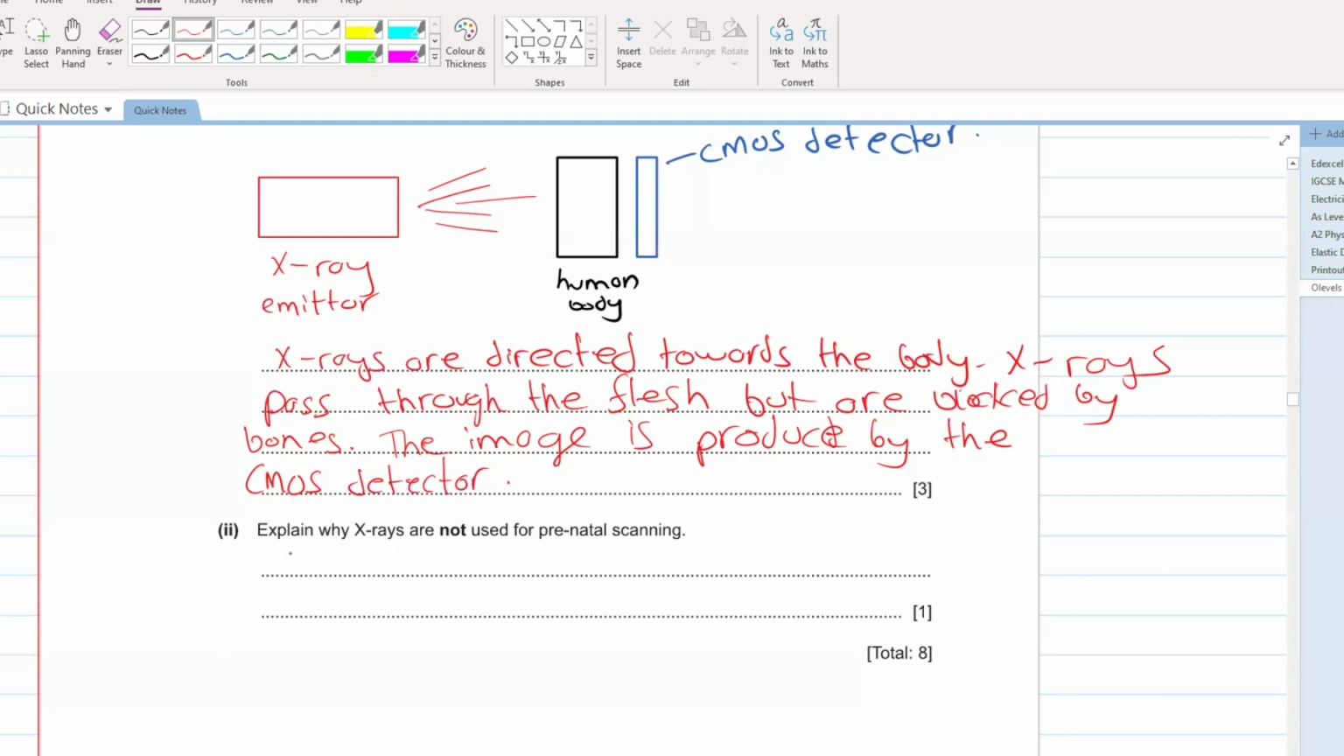So you can say X-rays can cause cancer or harm to the infant. Simple.